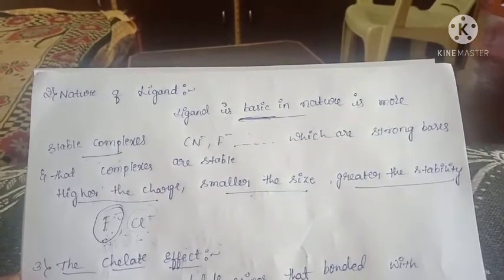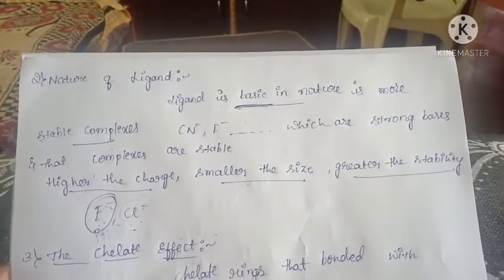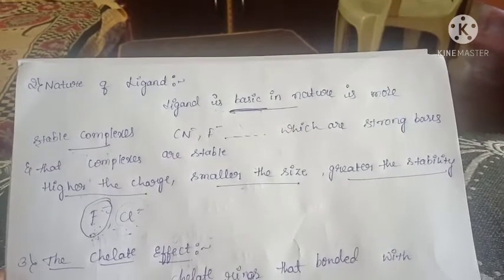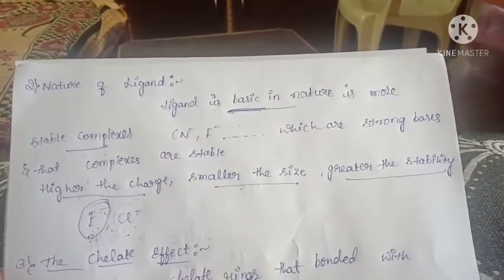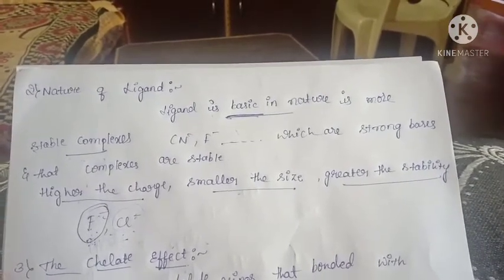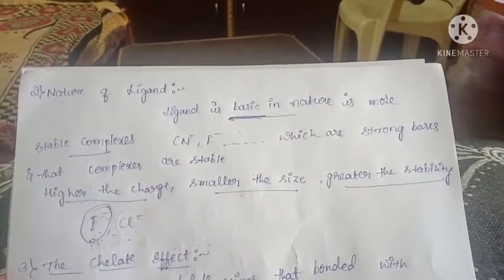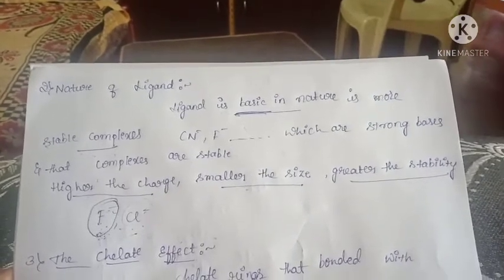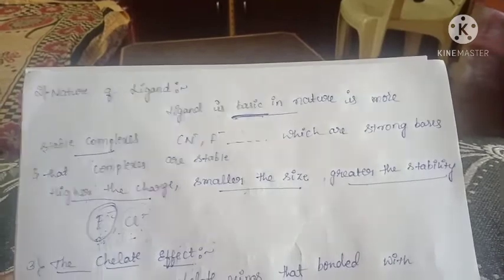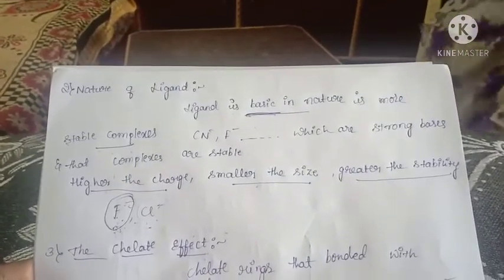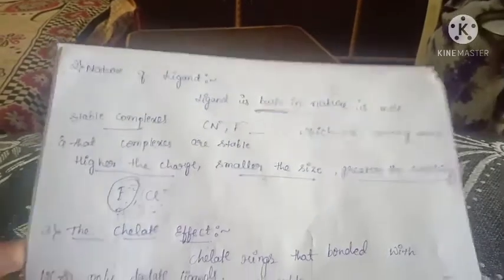In the nature of the ligand, mainly the ligand should be basic, and that gives more stable complexes. It means the ligand should be basic in nature. When the ligands are bases, the complexes are more stable. Here I am giving cyanide, fluorine, etc., which are strong bases, and those complexes are stable. Another thing is, the higher the charge and the smaller the size, the greater the stability. It means the ligand which has the higher charge and smaller size, that complex possesses greater stability.